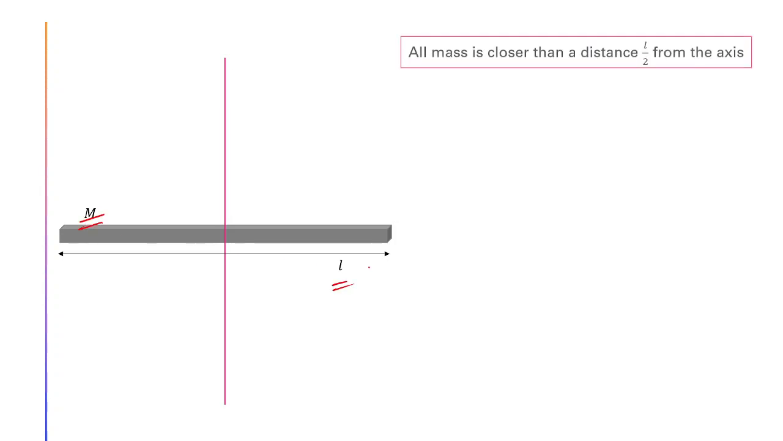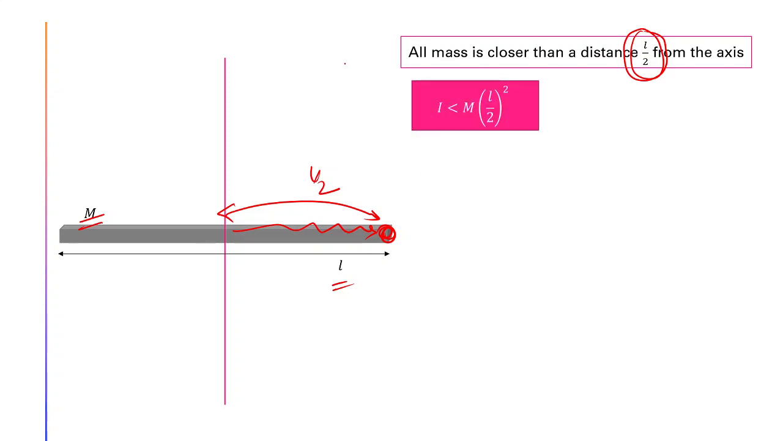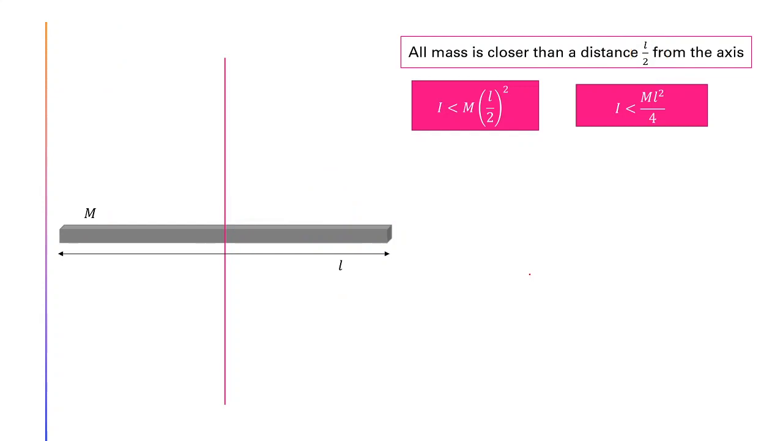Okay, so I will talk about this rod also. In this rod, this is the axis, it has a mass m and a length L. All the mass is closer than a distance L by 2, because this is the farthest mass from the axis. Even if all the mass was at L by 2 distance, you would get the moment of inertia m (L by 2) whole squared. But this time the moment of inertia will be less than mL squared by 4.